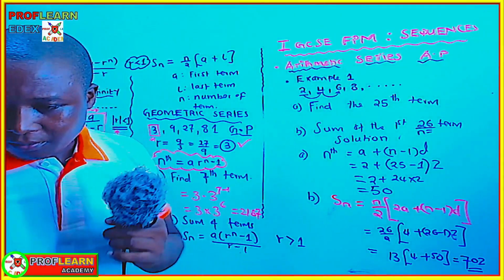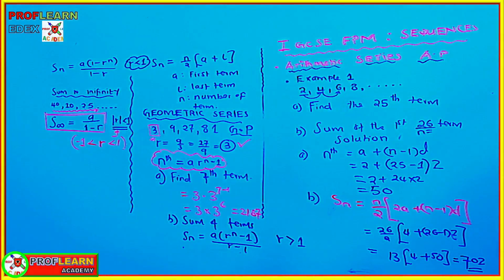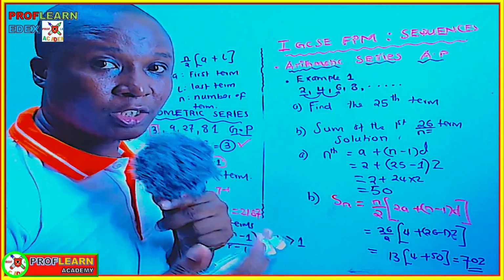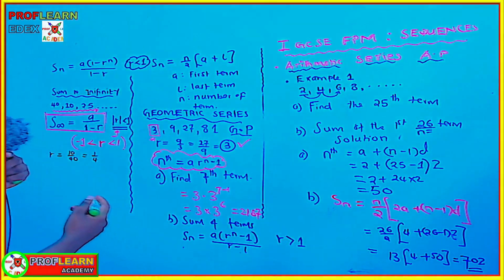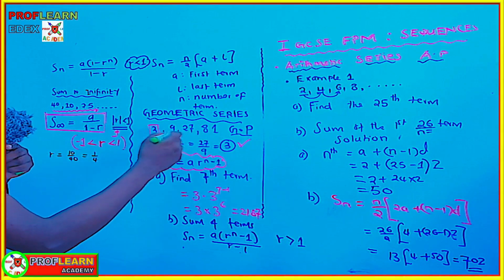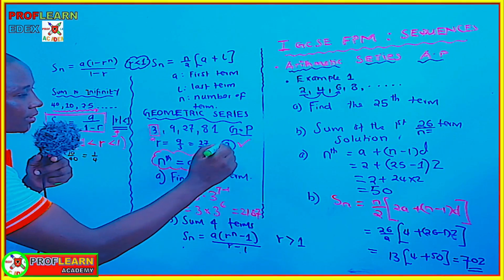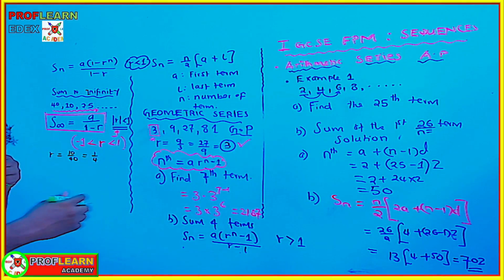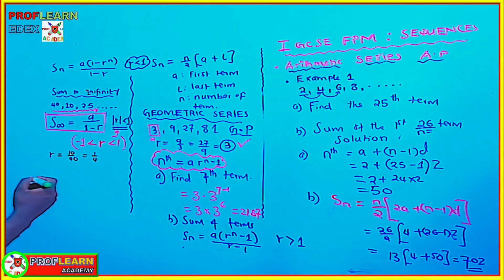Now let us just try to work out the sum to infinity for this case here. We are going to say our r in this case is going to be 10 over 40, which is going to be 1 over 4. So we can see the common ratio is less than 1. So the sum to infinity is going to exist. So this one, we cannot find the sum to infinity because you can see the common ratio is 3, which is greater than 1.